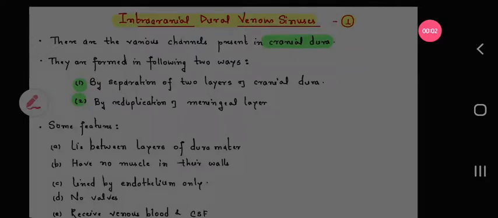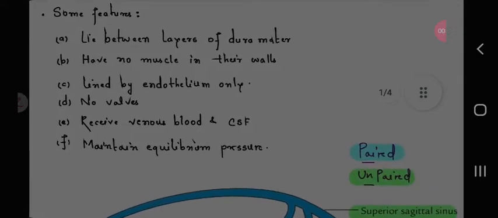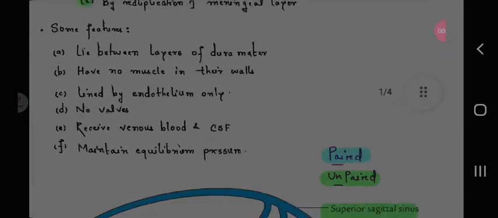Hey friends, today we are going to revise intracranial dural venous sinuses. These are the various channels present in the cranial dura. They are formed in two ways: by separation of two layers of cranial dura, and by reduplication of the meningeal layer. Some features: they lie between layers of dura mater, have no muscles in their wall, are lined by endothelium only, have no valves, receive venous blood and CSF, and maintain equilibrium pressure.